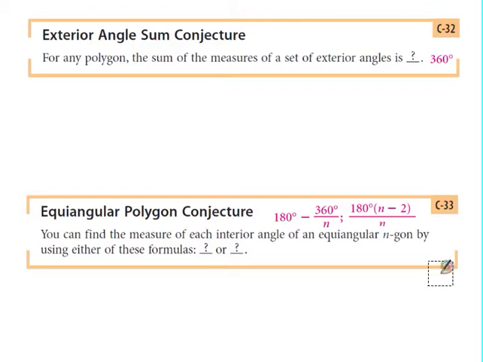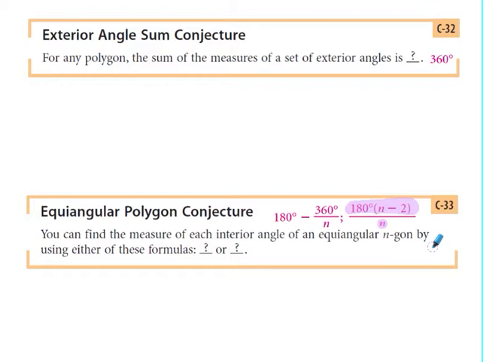Now let's talk a little bit about that last formula. Where does this look familiar? That's for the sum of the interior angles. That's what we looked at Friday. Basically, it's saying that if you take the sum of all the interior angles and divide it by the number of sides, that will give you what each individual angle is. That is where this formula comes from.